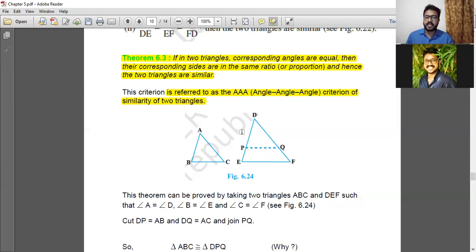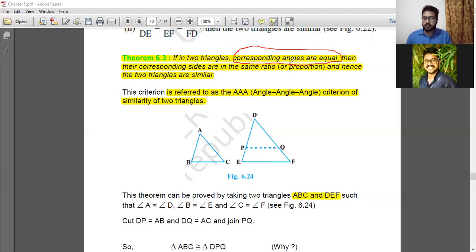Consider these two triangles ABC and DEF. And what is the peculiarity of these two triangles? Angle A is equal to angle D, angle B is equal to angle E, and angle C is equal to angle F. And why are we taking so? Because it is given directly in that if statement that corresponding angles are equal. So we are taking two triangles where their corresponding angles are equal. Now what is our aim? What do we want to prove? We want to prove the corresponding sides are in the same ratio.